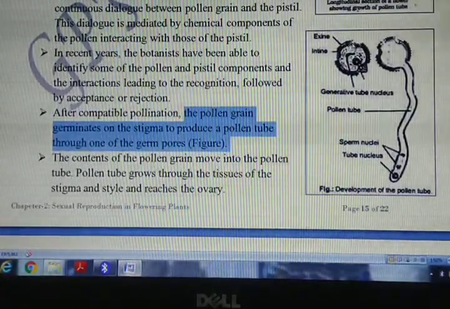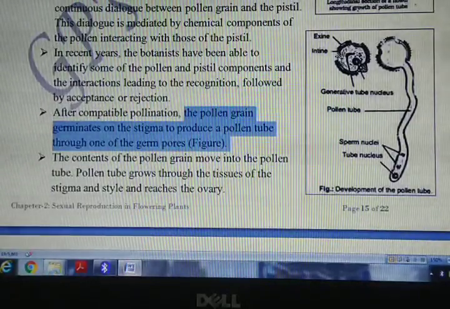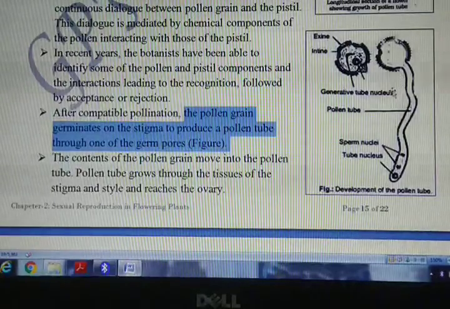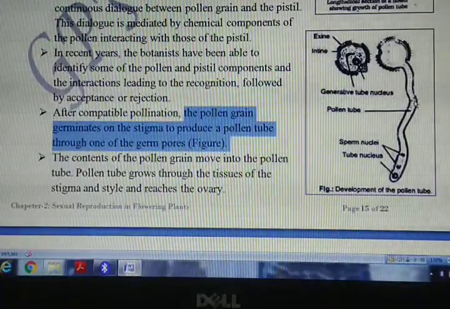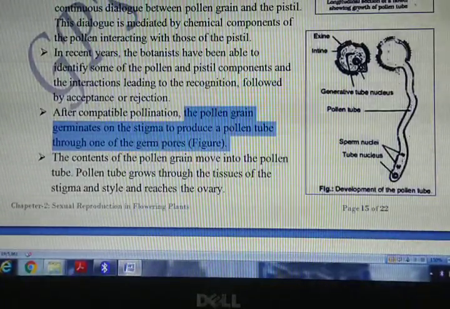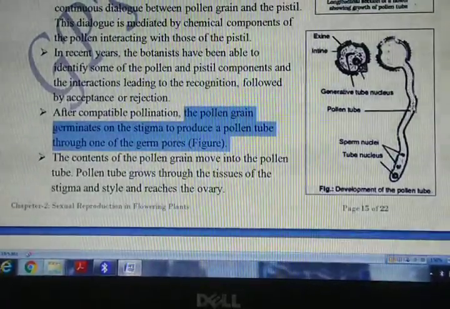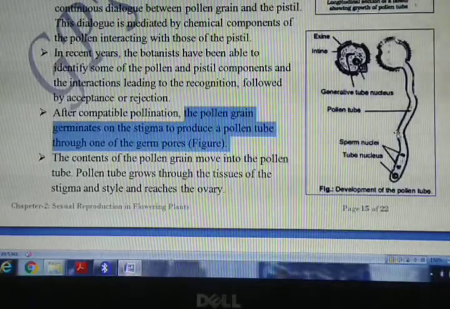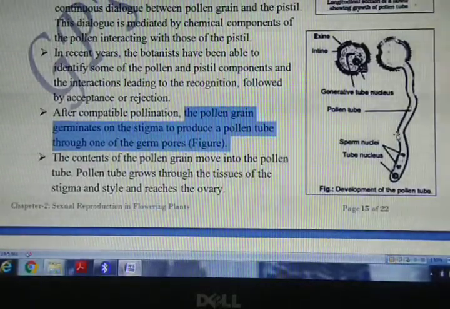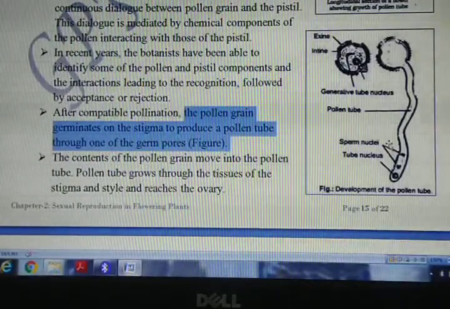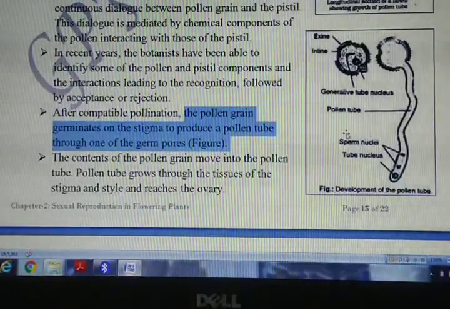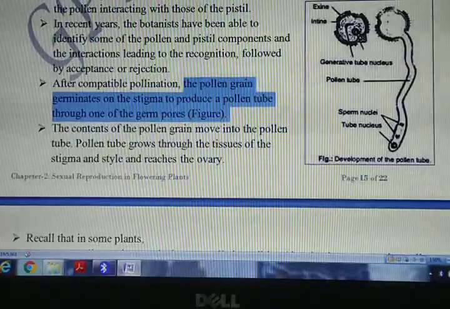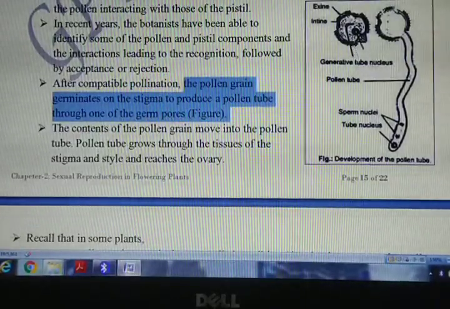Sporopollenin is absent at these locations, which are called germ pores. So from these germ pores, what happens? The pollen tube germinates and starts growing bigger in size. The two nuclei, or otherwise two cells, we had talked about, the vegetative cell and one more, if you remember, the generative cell. Vegetative cell and generative cell are found here.